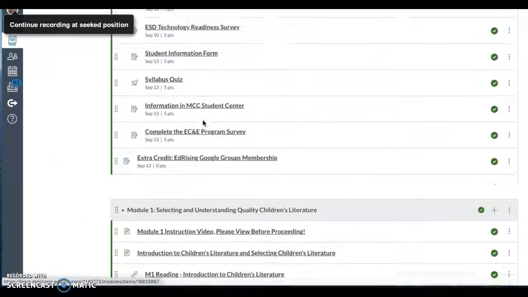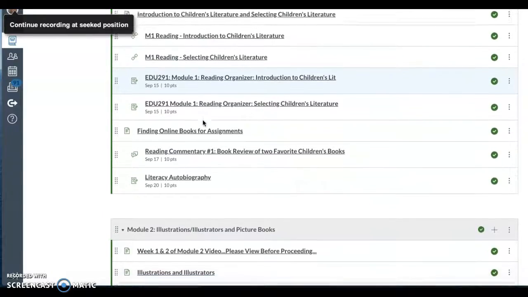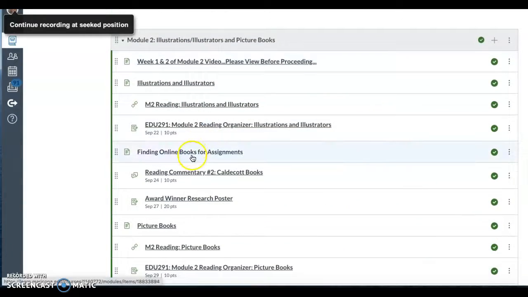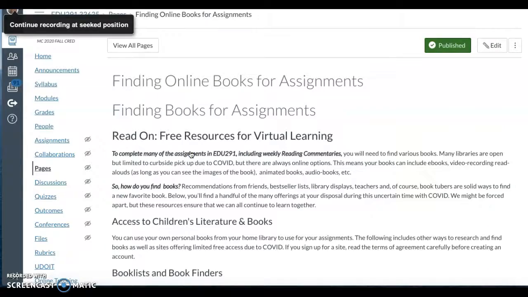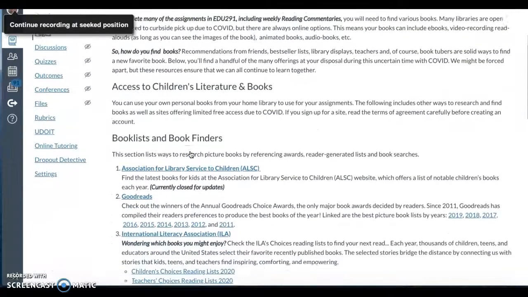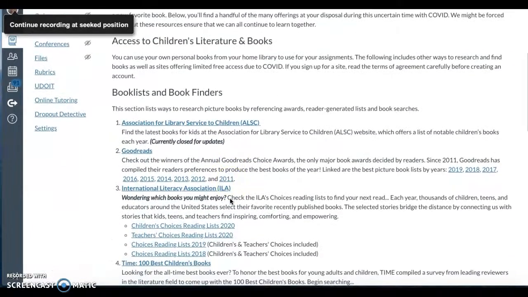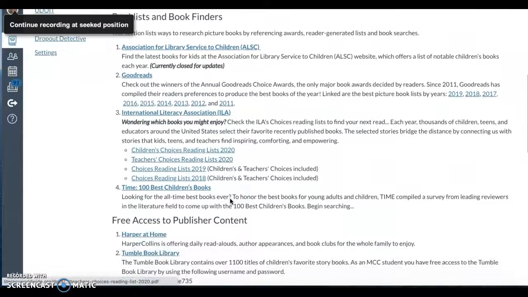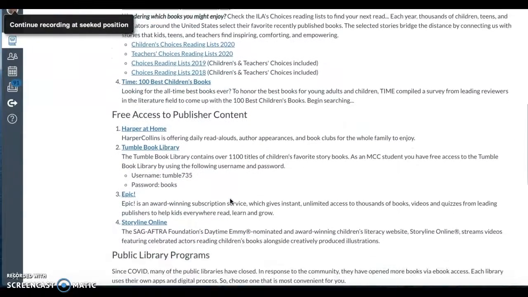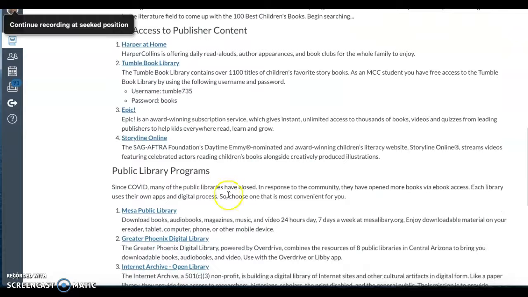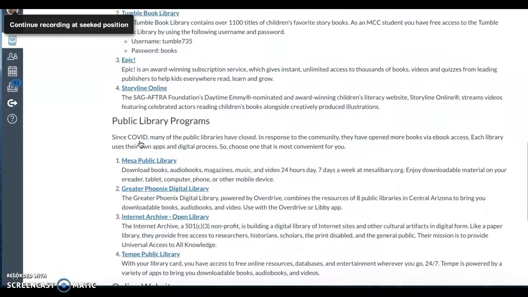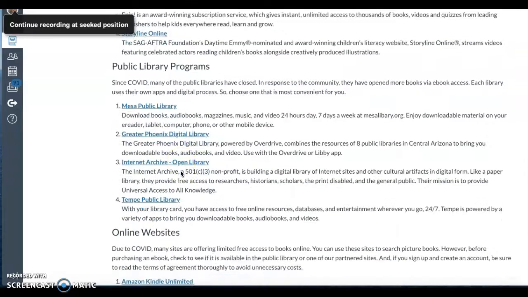If you would like some assistance in finding some online books, I have this page loaded quite a few times. It's all the same, but here are some places that you can find online books. Goodreads, International Literary Association, Harper at Home, Tumble Book Library. This is a really good resource. Epic or Storyline.